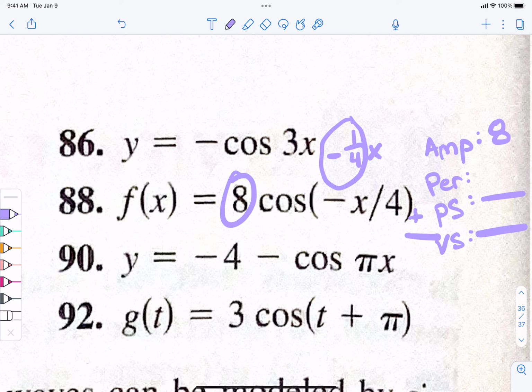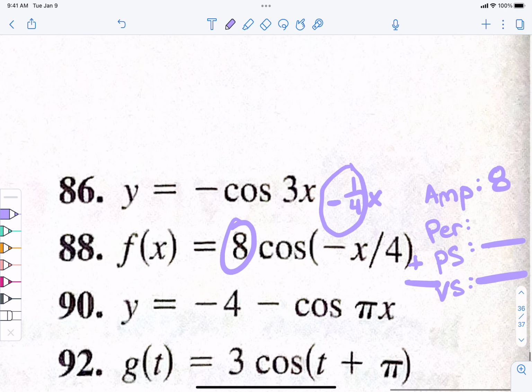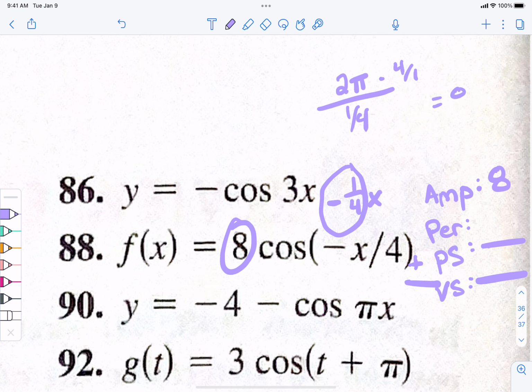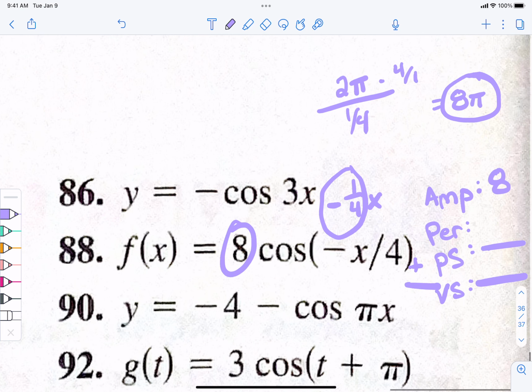What's cosine's normal period? 2 pi. So I take 2 pi and divide by 1/4, which is the same as multiplying by 4 over 1, giving 8 pi. So I'm making it wider. Period is technically a distance, so the negative doesn't matter. This negative is flipping it over the y-axis, but that doesn't really change it.